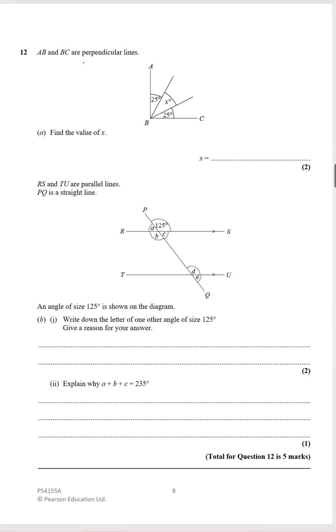AB and BC are perpendicular lines. I'm going to annotate my question here, which means they meet at 90 degrees. Work out the value of x. Well, therefore, I know that all these angles inside here add up to 90 degrees. So I can say that 25 plus x plus 25 equals 90. I can collect like terms, and I can solve.